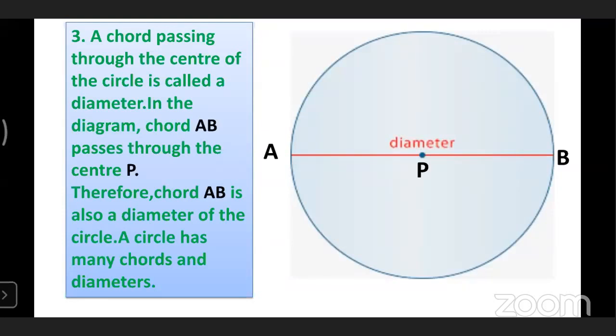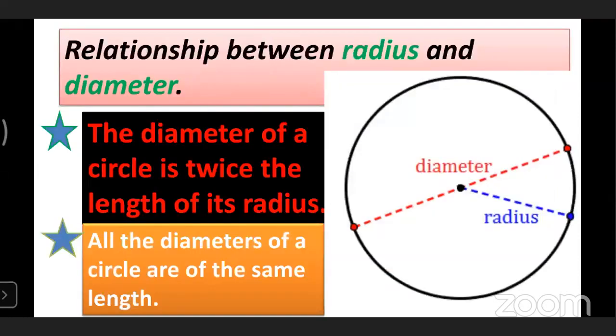Now let's see the relationship between radius and diameter. The diameter of a circle is twice the length of its radius. Twice means 2 times. You can see the blue color is the radius and the red line is the diameter. So the diameter is 2 times the radius.